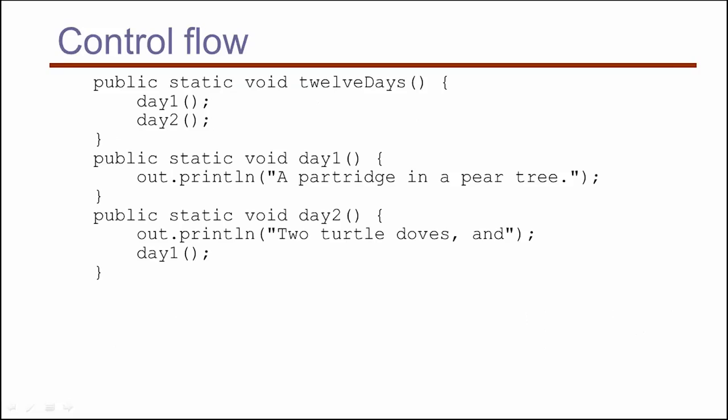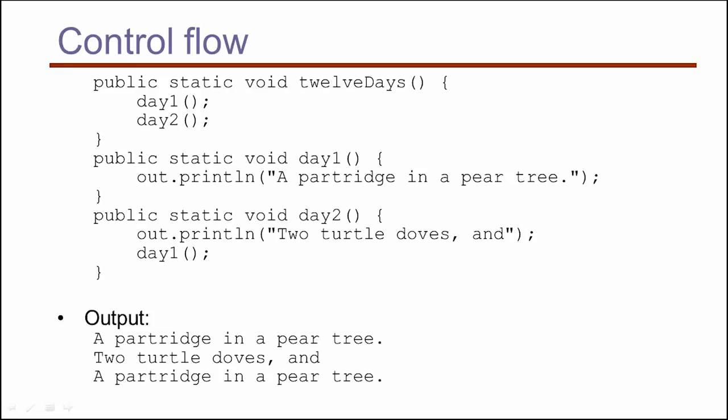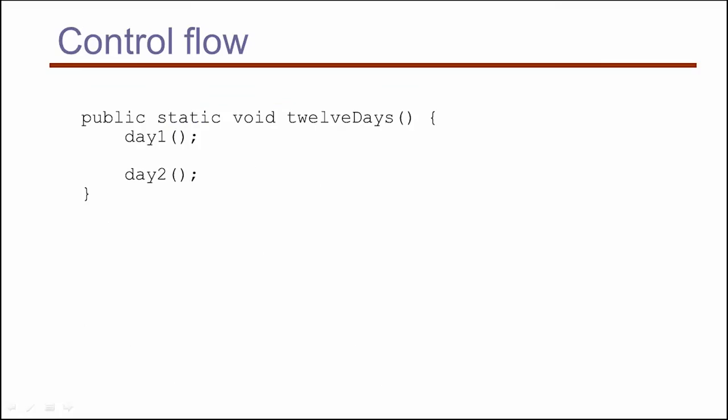For example, consider this snippet of code that prints the first 2 days from the song, The 12 Days of Christmas. The method twelveDays calls the method day1, and then the method day2. The method day1 simply prints a line of text. The method day2 prints a line of text and then calls the method day1, and the output is shown below. Here's a graphical representation of what is happening.